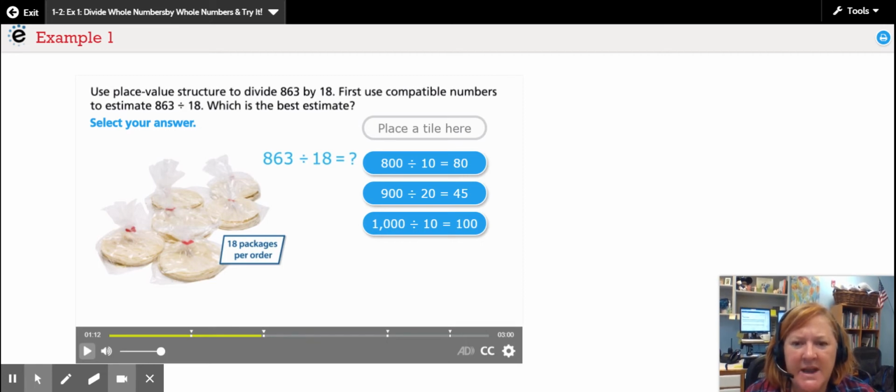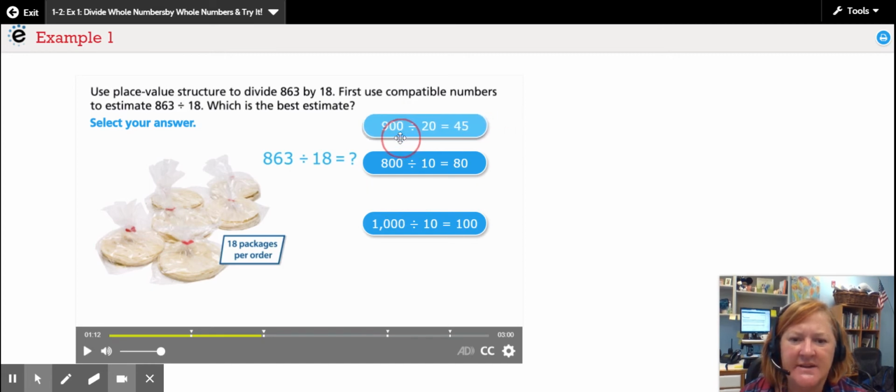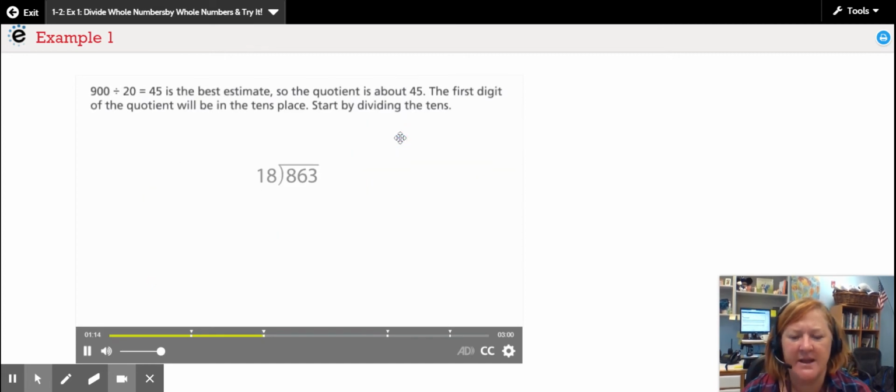And then if we're looking at the divisor, 18, is that closer to 10 or closer to 20? I think it's closer to 20. And so I'm thinking that it should be 900 divided by 20. So let's see what we get. 900 divided by 20, yay! 45 is the best estimate. So the quotient is about 45.